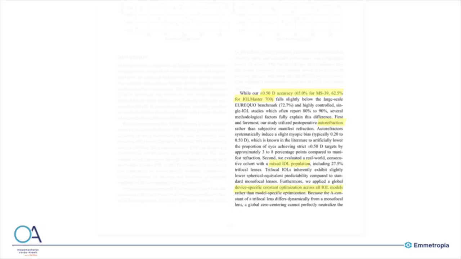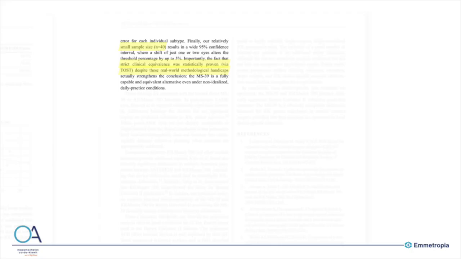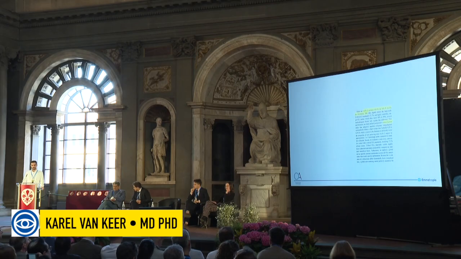The results are, if I look at plus or minus 0.5 diopters, we are at 65% for the MS-39, 62% for the IOLMaster 700. It's not super high. I would have loved higher results, but this is mainly because we used different lenses, also trifocal lenses, and the results were based on auto-refraction, not on subjective refraction.